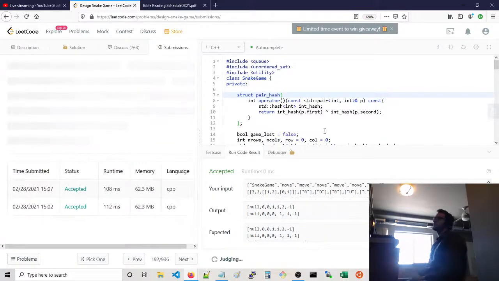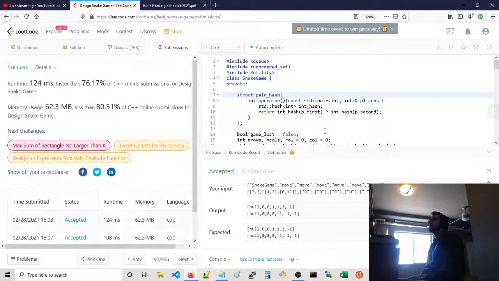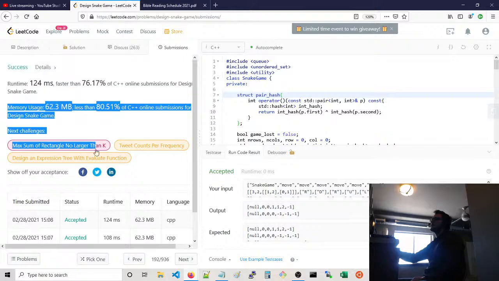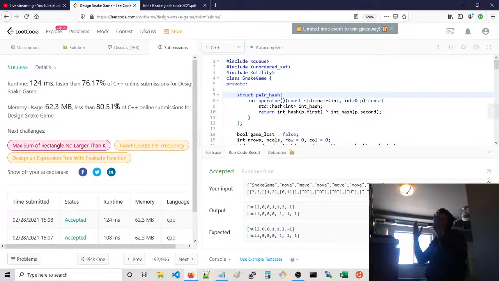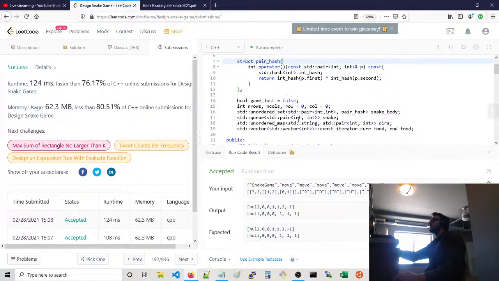I'll submit one more time, see how we do. But that's not too bad. We did okay. I think we did good. I think we did all right. Apparently, there's a way to be even more efficient than this, which I don't know. I don't know what I could have done differently to be more efficient.